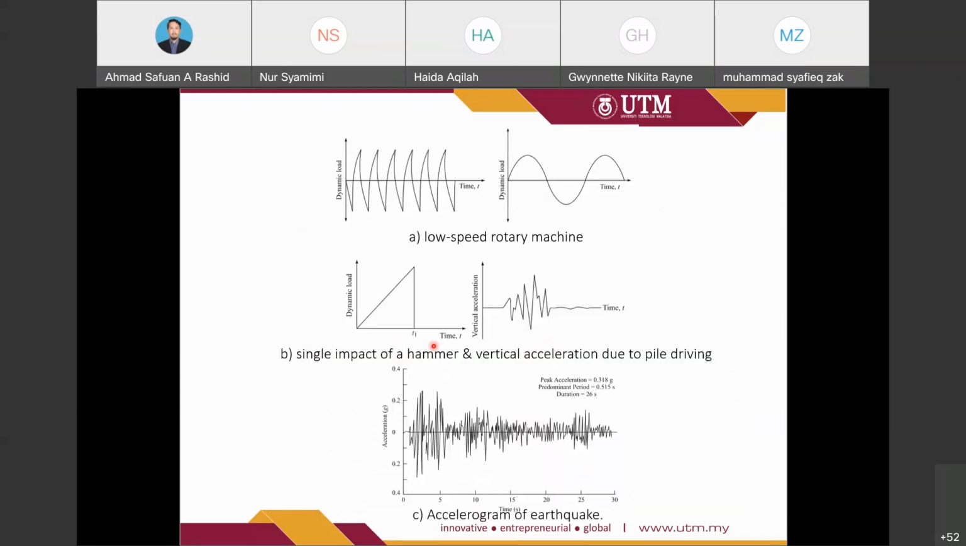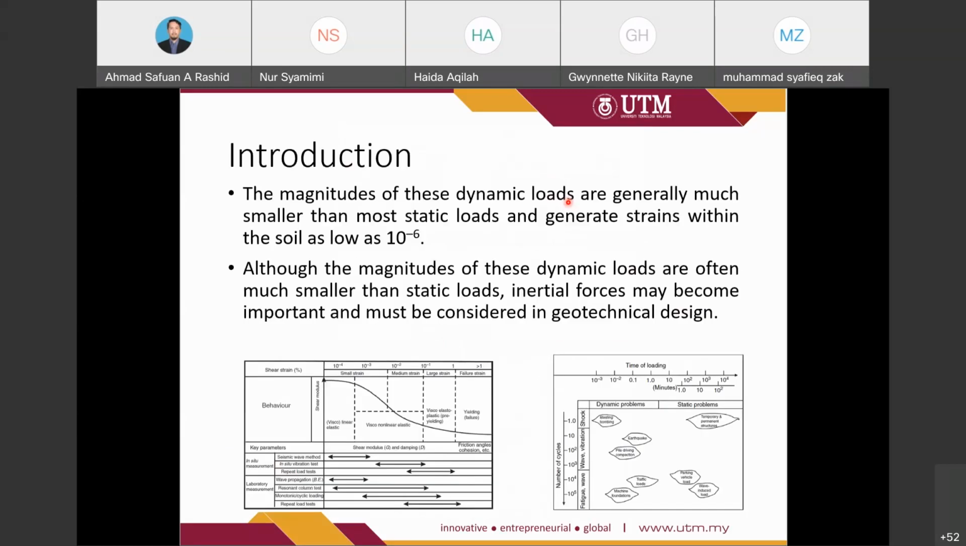For example, this is one complete cycle. So we need to count how many cycles per second. Depending on the loading event, the number of cycles can vary from a single load, such as those generated by bombs or blasting, so the blasting only occurs for one cycle only, up to many thousands of cycles as in machine foundation vibrations.